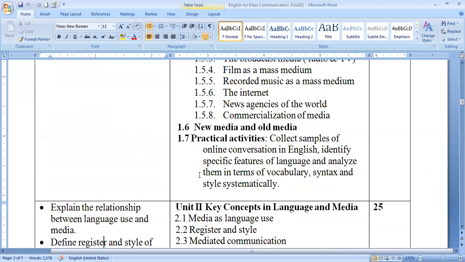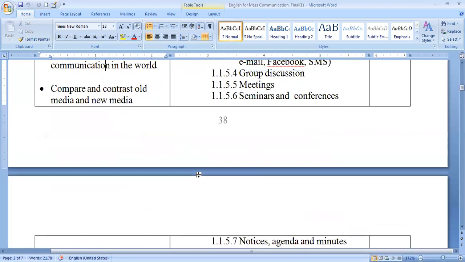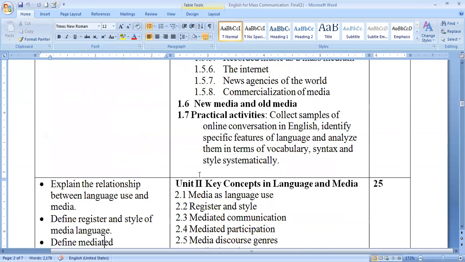Then, after this, notice, agenda and minutes, the internet, news agencies of the world and commercialization of media, then new media and old media. That is all about Unit 1 for the theoretical part. Regarding the practical activities for Unit 1, students have to collect samples of online conversation in English, identify specific features of language and analyze them systematically in terms of vocabulary, syntax and style. That is for practical purposes.